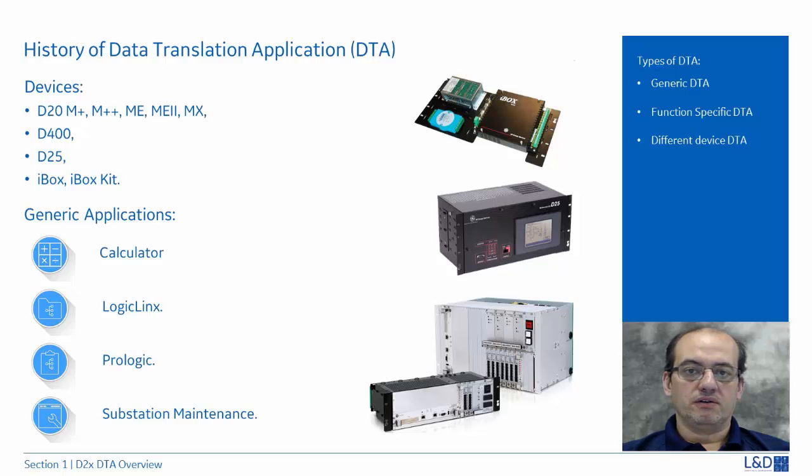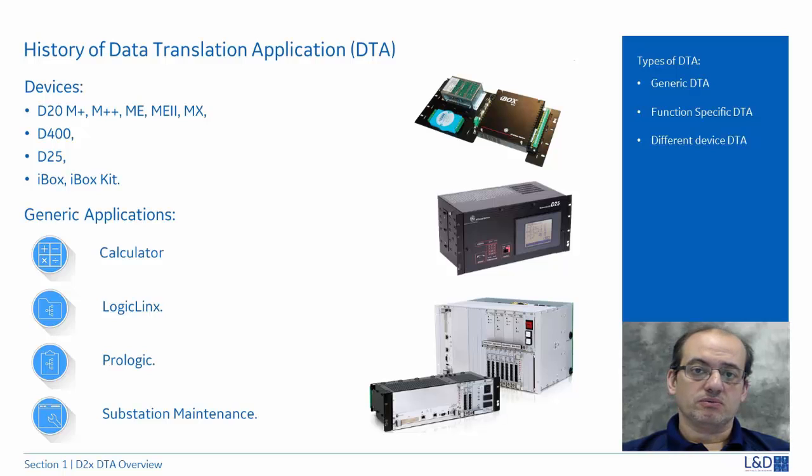Over the years, GE has developed many applications for the automation platform. The application that we are interested in today is the data translation application, or DTA. The DTA has been developed for many platforms, for example the D20M, M++, M+, ME, ME2, MX, D200, D25, iBox, and the iBox kit. In all of these platforms, more or less the DTA would do the same job.